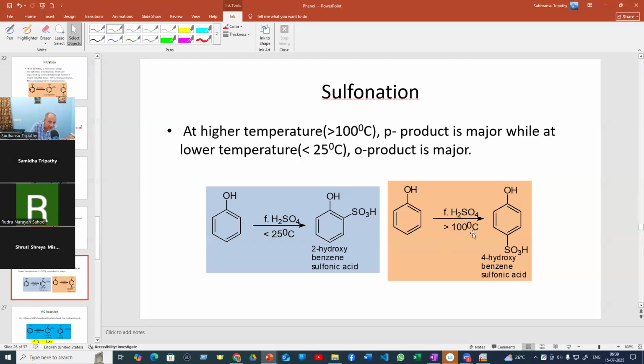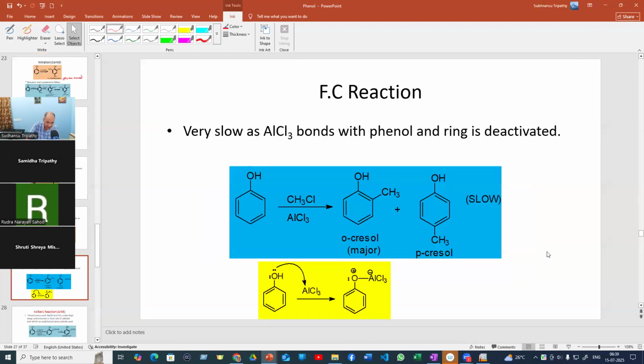But if you have a high temperature, between 25 to 100, there will be a mixture of both ortho and para because the intramolecular hydrogen bonding starts breaking. And above 100 degrees, the exclusive product will be para-hydroxy sulfonic acid.